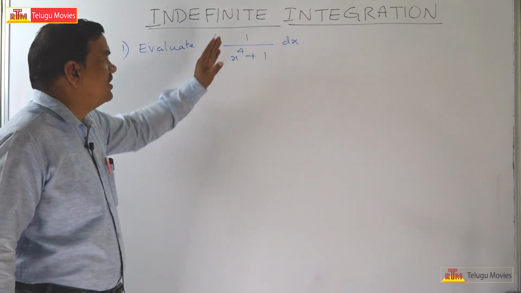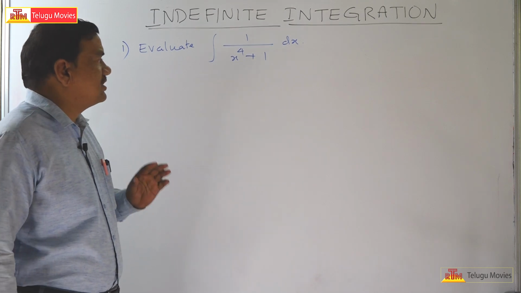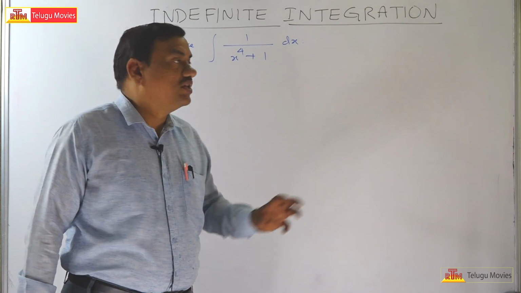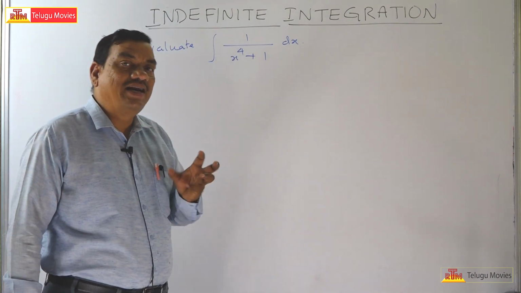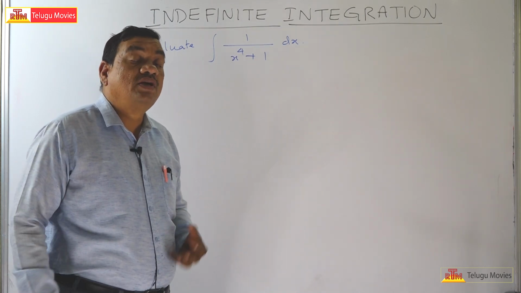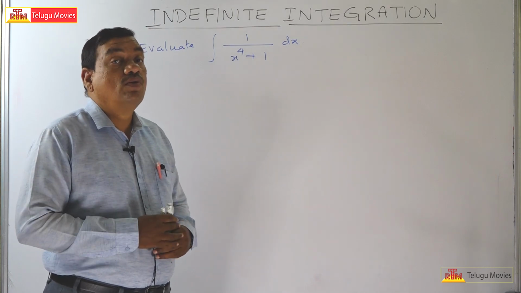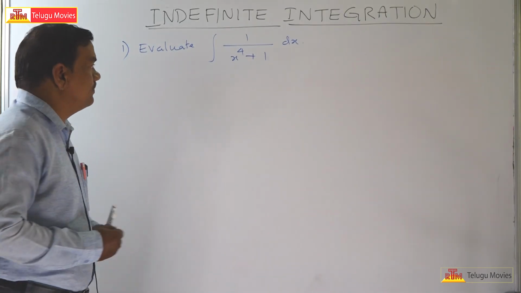The first problem is the integral of 1 by x to the power of 4 plus 1 dx. The problem appears to be very simple. The integrand is a very simple expression, but the answer is going to be a big expression. Then how do we proceed with this type of problem? So let us see the solution.